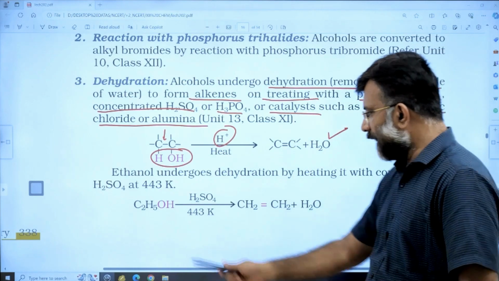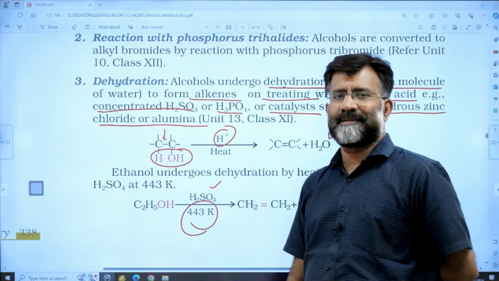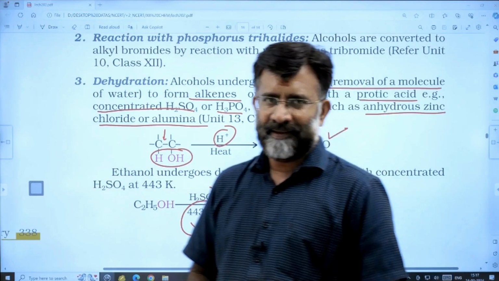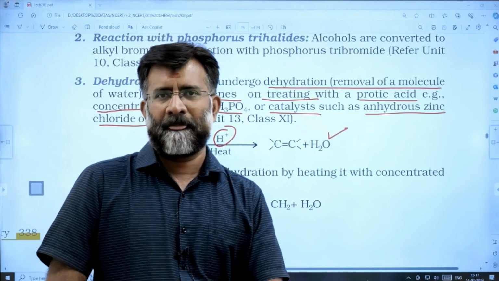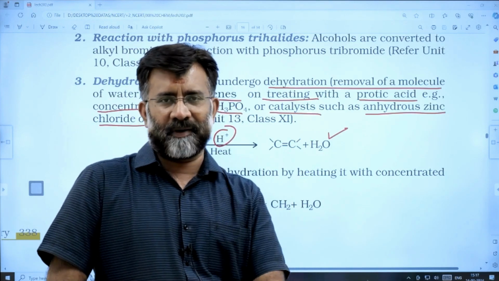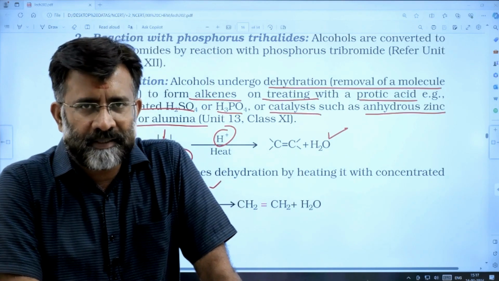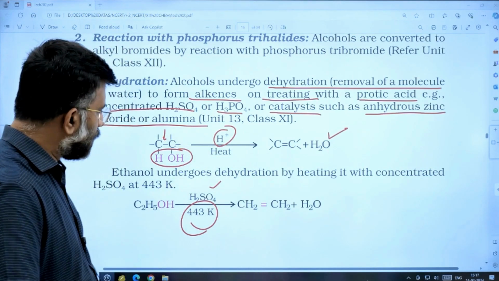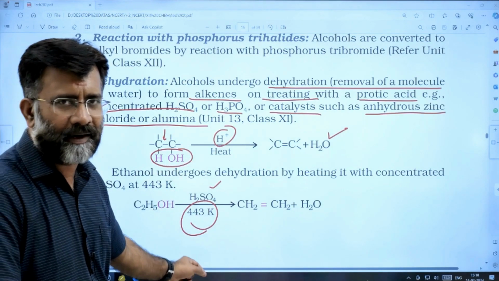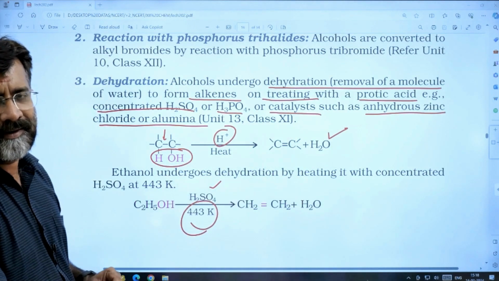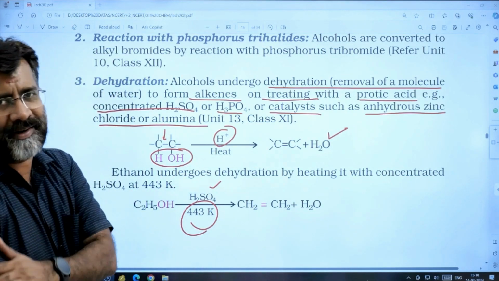You see, ethanol with the sulfuric acid, this is very, very important, 443 Kelvin temperature. If you maintain 413 Kelvin temperature, you will get ether. So temperature is very important. So ethanol, when heated with the concentrated sulfuric acid at a temperature 443 Kelvin, you get ethene. If you deal at 413 Kelvin, you get ether. If you do it below 400 Kelvin, you will get a salt of sulfuric acid, like that.